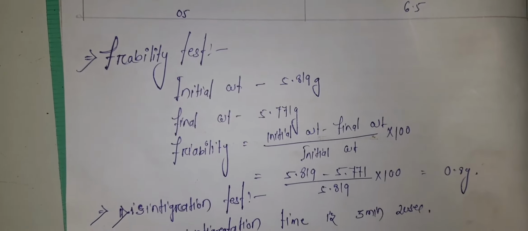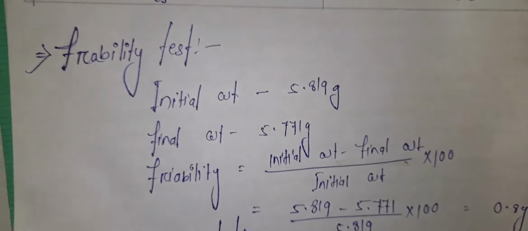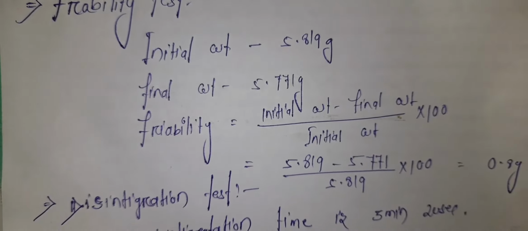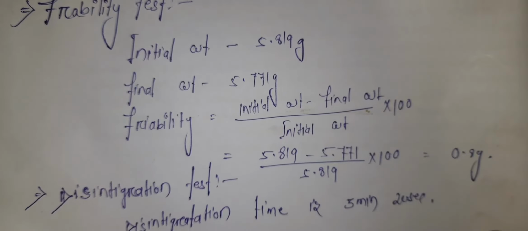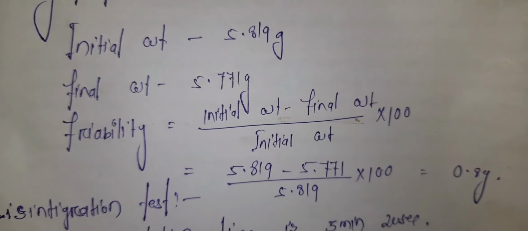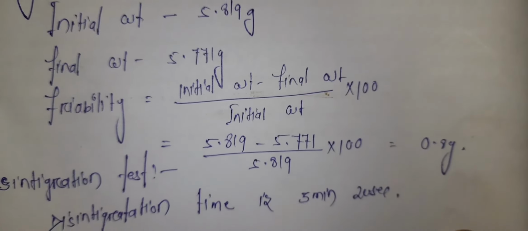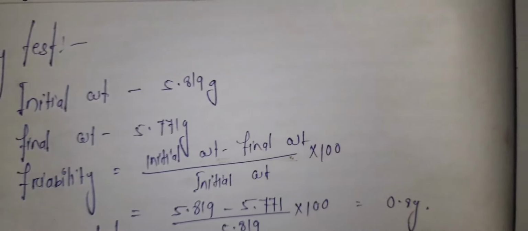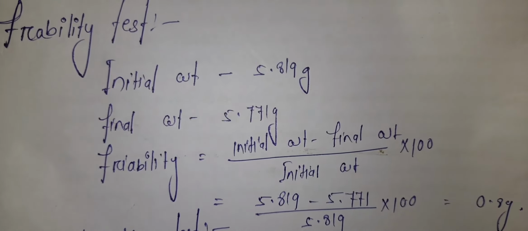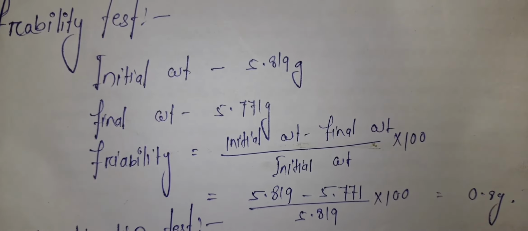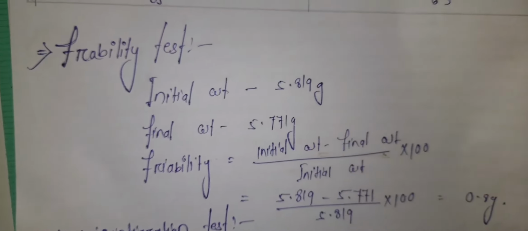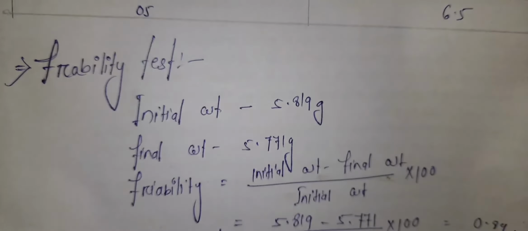This is the friability test calculation part. The initial weight of the tablet was written, then the final weight of the tablet was written, then percentage friability was determined by applying this formula: initial weight minus final weight, divided by initial weight, into 100. So the percentage will be about 0.8% to 1%. This is the standard friability test value. In this way you will determine the friability test.